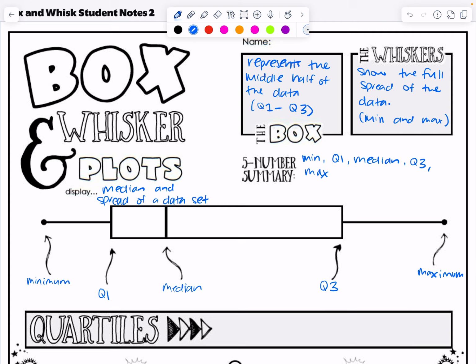So what's the biggest data point? Again, the quartiles are how we're dividing the data into 4 quartiles. So we're cutting it in half using the median as the center.